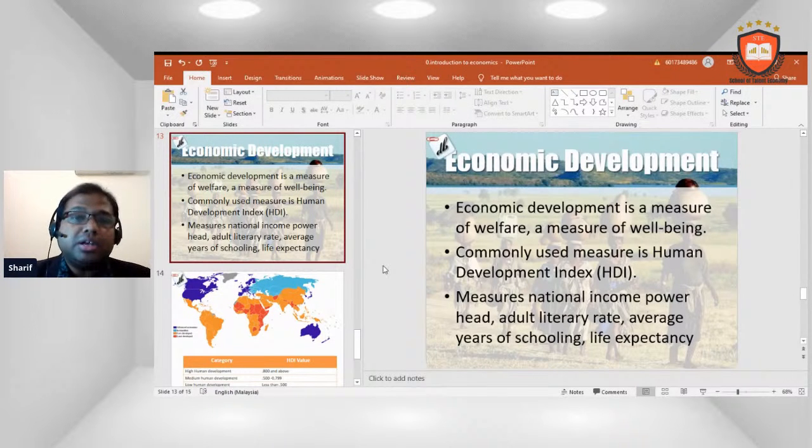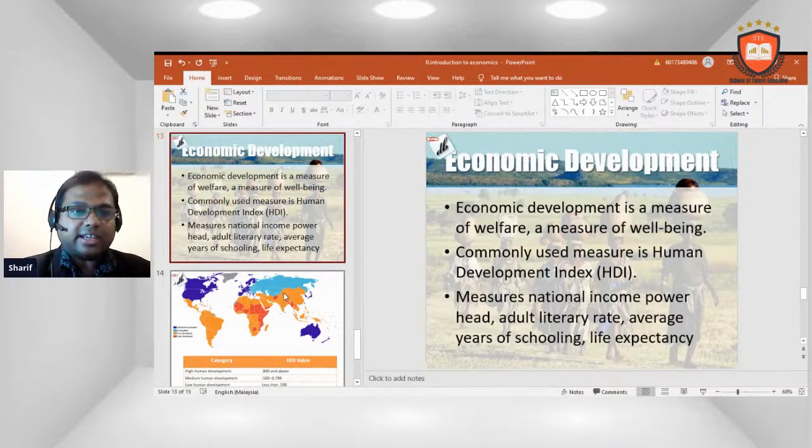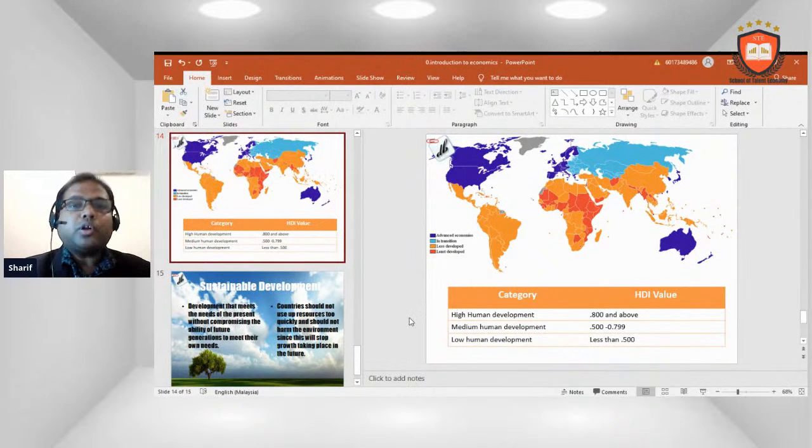In economic development, a measure of welfare is a measure of well-being. A commonly used measure is the human development index, which measures national income per head, adult literacy rate, average years of schooling, and life expectancy. For the HDI, we have categories: high human development, medium human development, and low human development. High human development is 0.800 and above. Medium human development is 0.500 to 0.799. Low human development is less than 0.500.